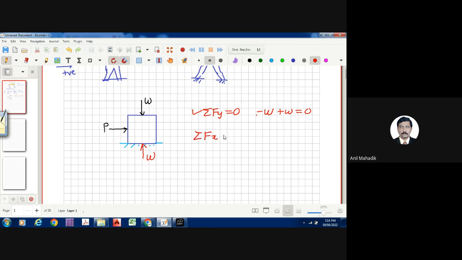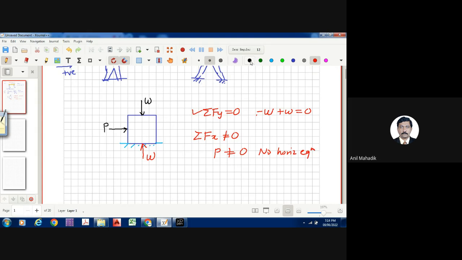Sigma Fx is equal to 0, is it correct or not? So there is a P force to the right side, P. Is there anybody who is resisting the horizontal load? No. That means P is not equal to 0. As P is not equal to 0, that means this equation is not satisfied. So no equilibrium, no horizontal equilibrium. So keep this in mind.